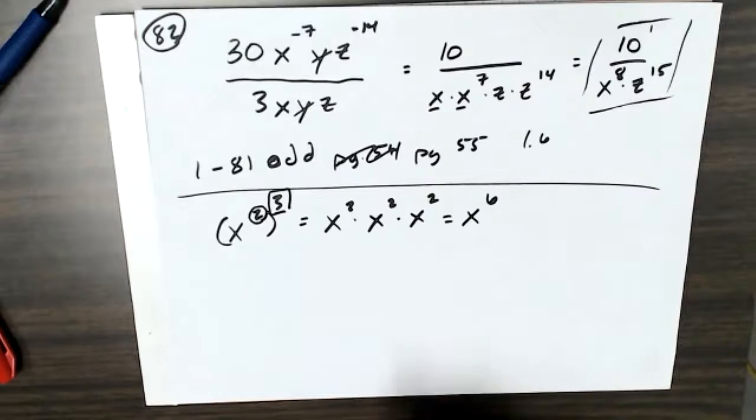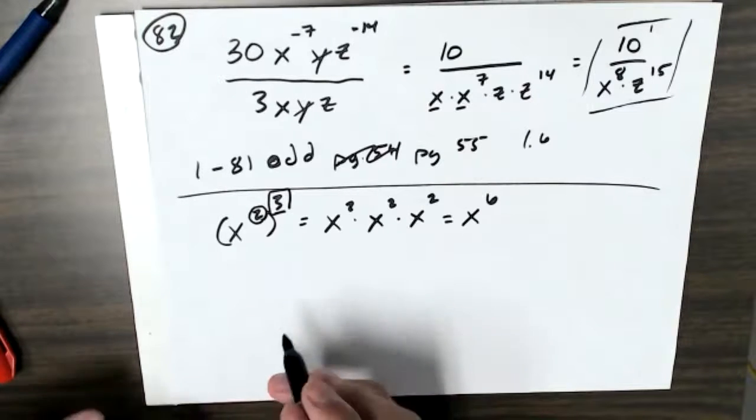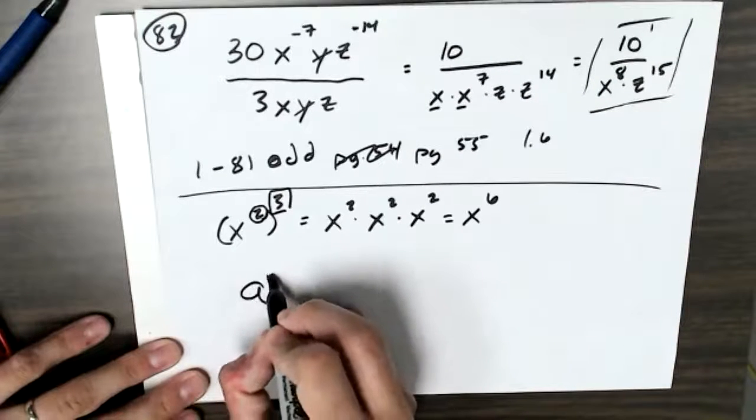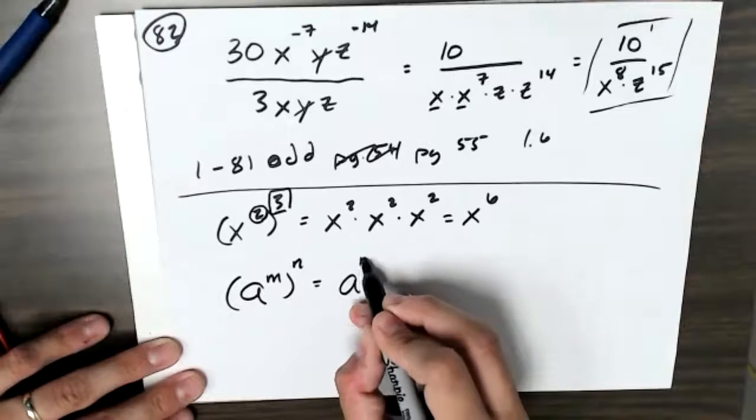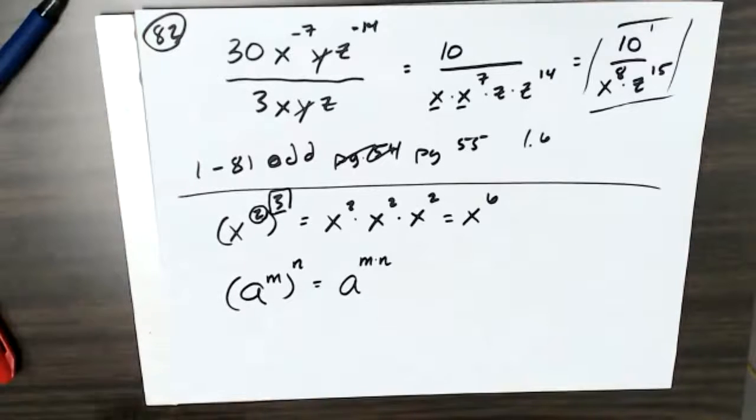The rule is called the power rule, and it looks like this: a to the m raised to the n power is just a to the m times n. That's the power rule.